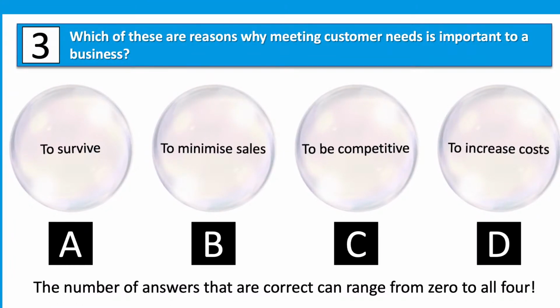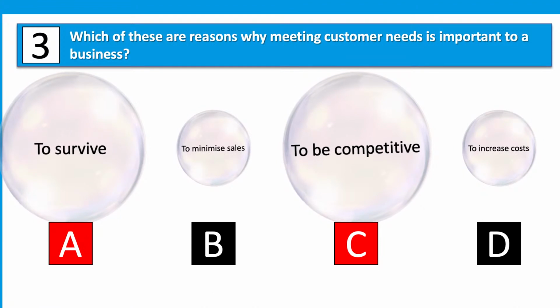Okay, lots of people saying 2, lots of people picking out A and C. Have they done well, Jim? The answer is very well. A and C are the correct answers here. Reasons why meeting customer needs is important to a business. Well, firstly, to survive, and also to be competitive, to be able to differentiate themselves or to stand out from the competition. Question number 4.